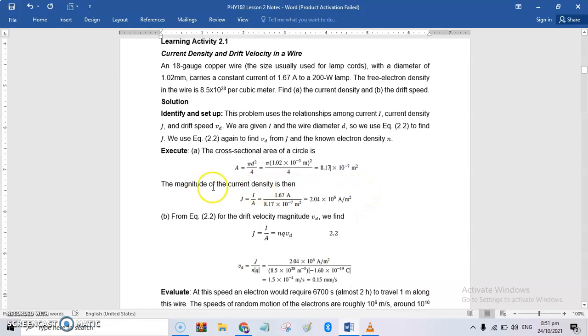Now, the magnitude of the current density is just J equals I over A, where I is the current and A is the area. So, the current is given as 1.67 ampere over the area. So, our current density is equal to 2.04 times 10 to the positive 6 ampere per meter squared.